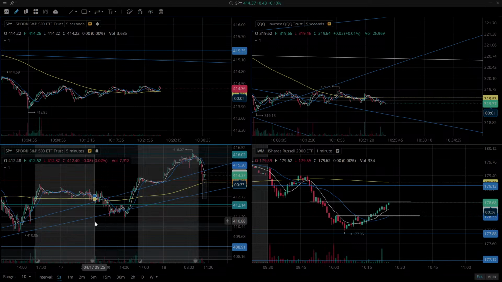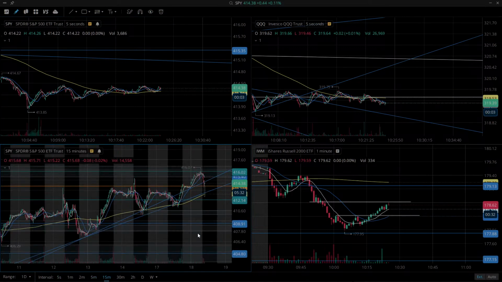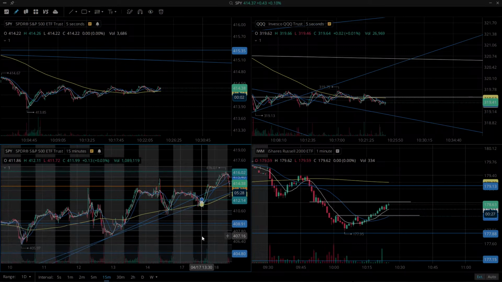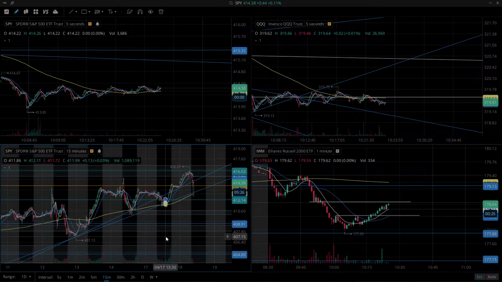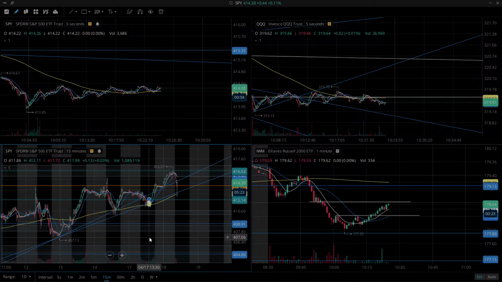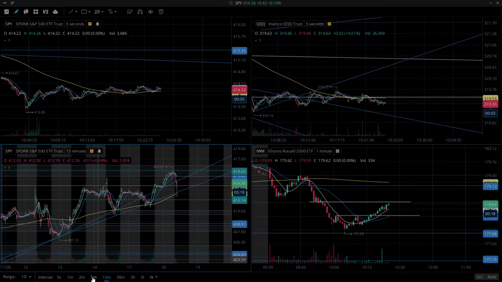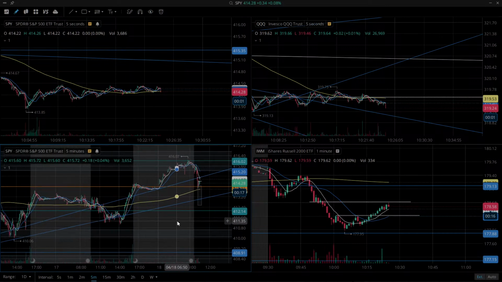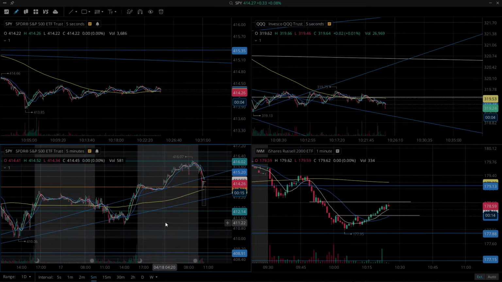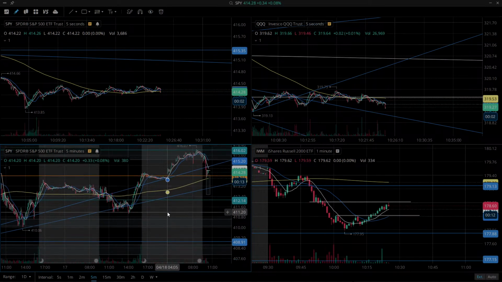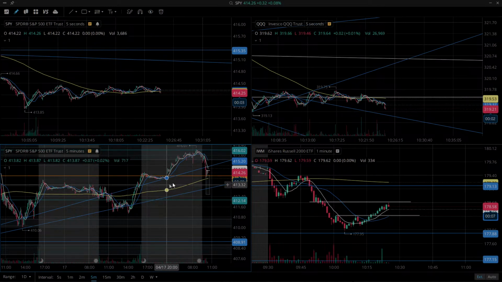Looking at the same resistance, I'm going to set up a couple angulars too because we do have an interesting setup here. This is a big wedge. That's a nice little wedge forming right there. Or is it an ascending triangle, whatever that's called? It's in a channel though too, so you've got your angular support down here, a skew line here, and your angular resistance up here.